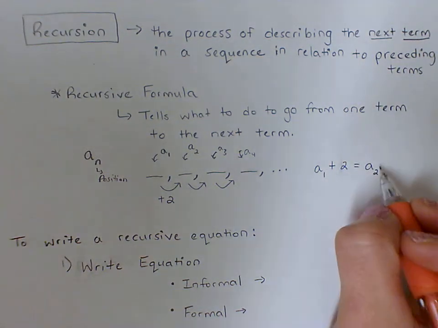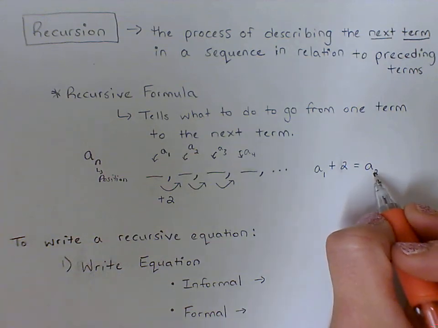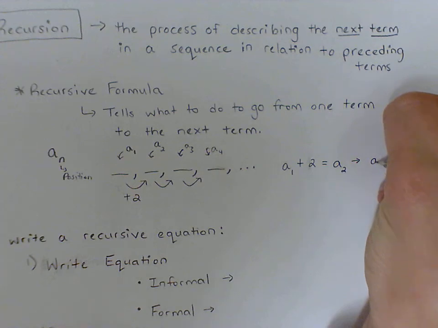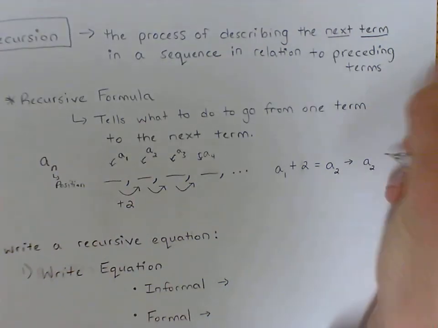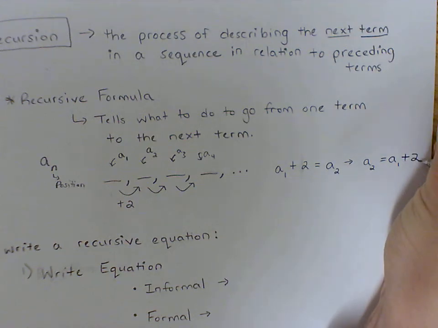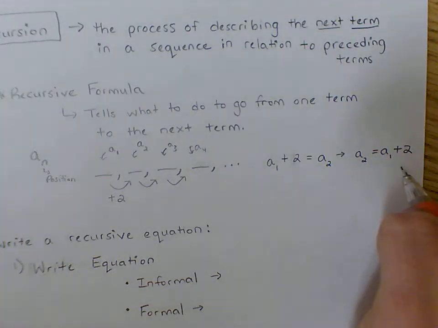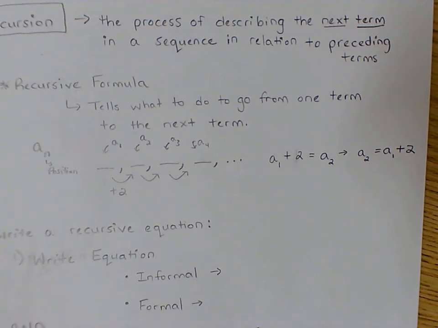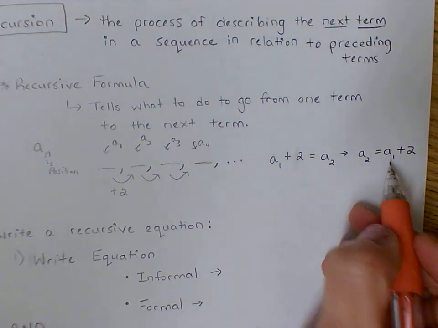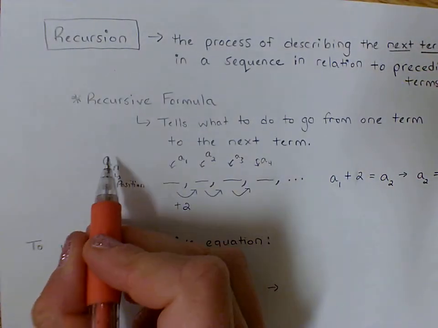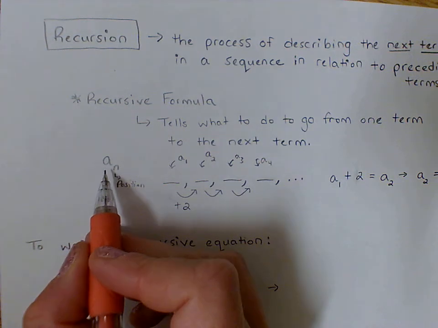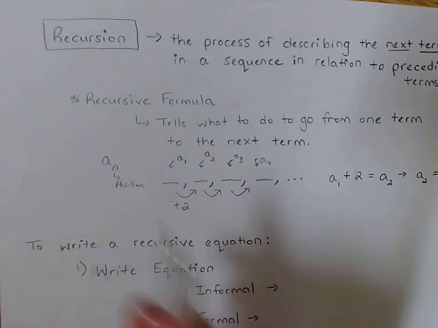Now, a lot of times we will end up putting this part first. A lot of times you will see it written as: to find the second term, you take the term right before it and add 2. So a lot of times you'll see it like that. That's what we're doing here, but instead of being specific about our terms, we're going to use this notation. Remember, this just represents a general term in your sequence.